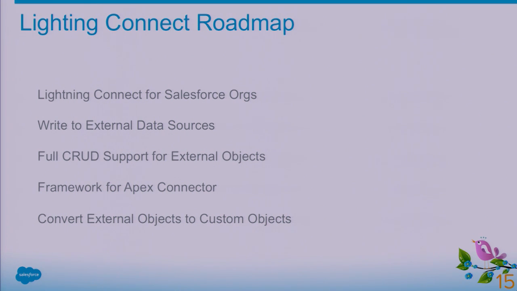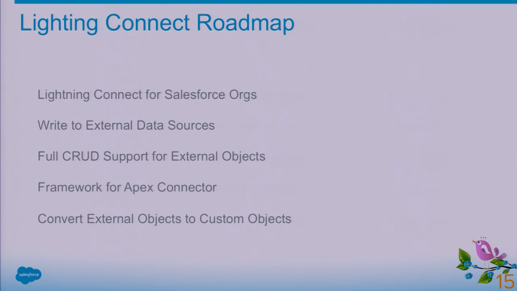We're going to let customers build their own custom connectors. So if you have a custom application, say a billing application or a reservation application, and you want to expose that in OData so that we can pull it in using Lightning Connect, we'll enable you to do that with a very simple Apex connector framework. And then finally, for any customers dealing with large volumes of data who want to take that data and convert it to a custom object so it is local in Salesforce, we're going to enable them to do that with just a few simple clicks.